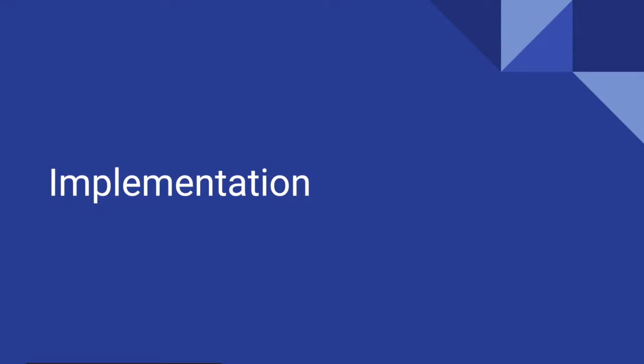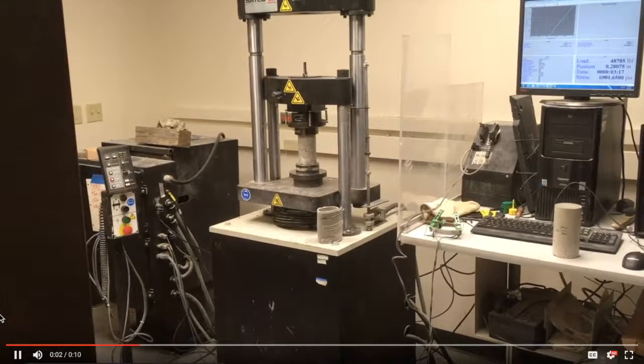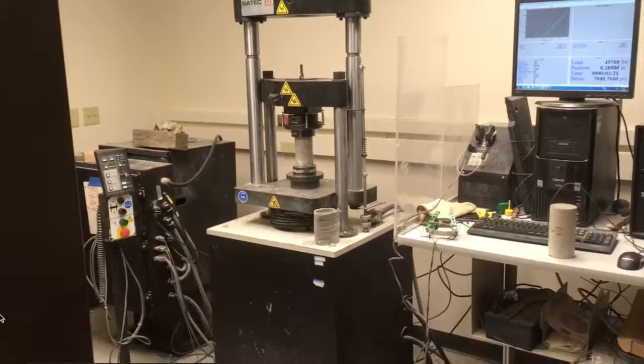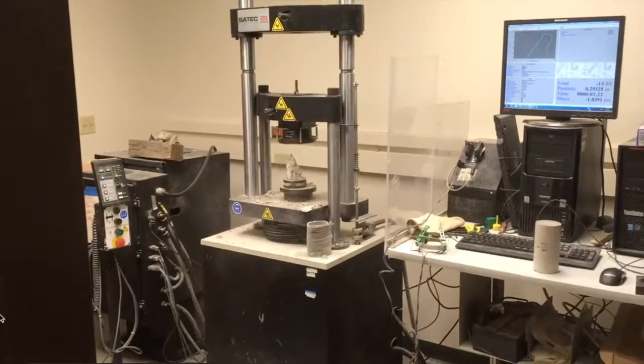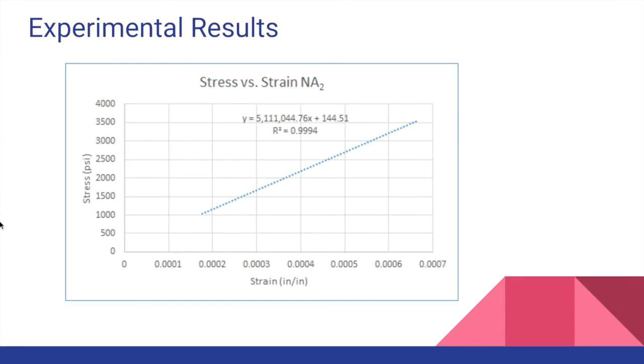And so to implement this, we crushed the concrete in the materials lab. And there it goes right there. And in order to analyze the data that we received, we plotted stress versus strain for each cylinder, and taking the best fit of that line, we could determine the slope was the stiffness.